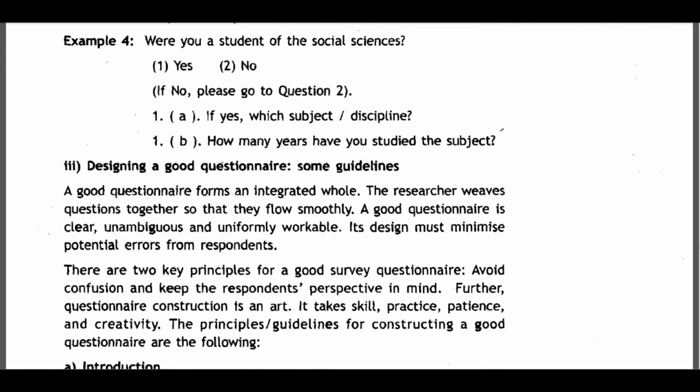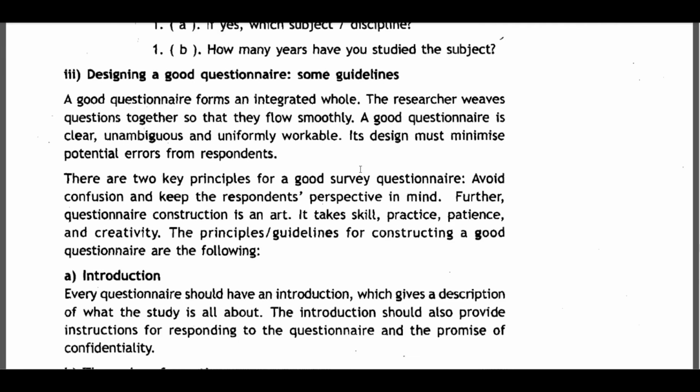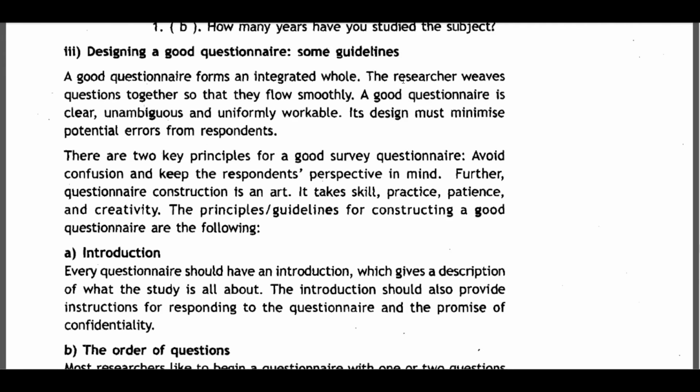Now third is designing a good questionnaire, some guidelines. A good questionnaire forms an integrated whole. The researcher weaves questions together so they flow smoothly. A good questionnaire is clear, unambiguous, and uniformly workable. It is designed to minimize potential errors from respondents. There are two key principles for good survey questions: avoid confusion and keep the respondent's perspective in mind. Further, questionnaire construction is an art. It takes skill, practice, patience, and creativity. The principles and guidelines for constructing a good questionnaire are the following.